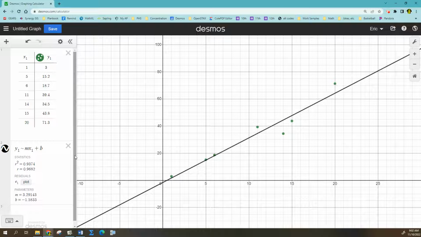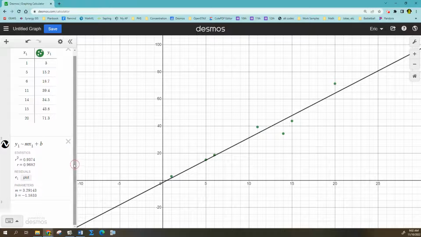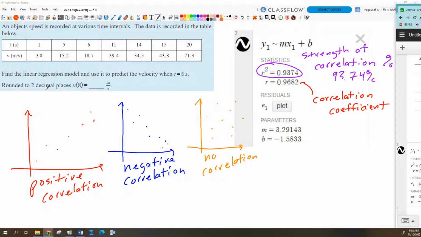Okay, give me a 1 to 5 so far. Does that make sense, what we're doing? Okay, so now what can we do with this? We can use this as a model in a really powerful way. Look at the second part of this question. It says, find the linear regression model and use it to predict the velocity when t equals 8 seconds.